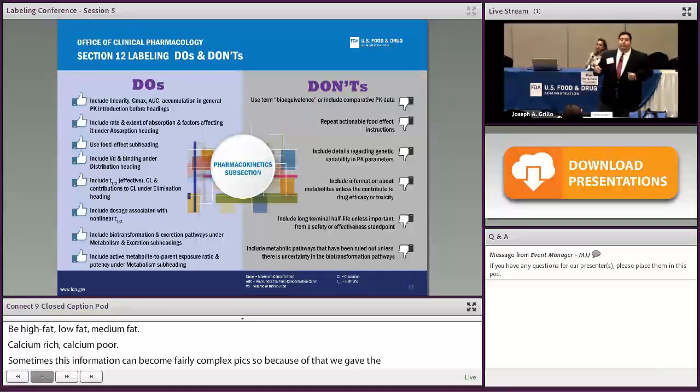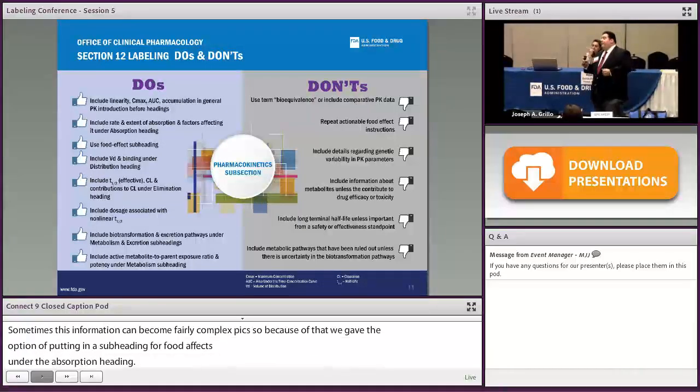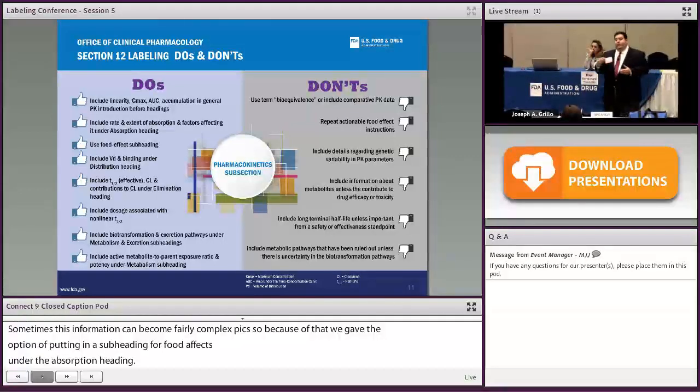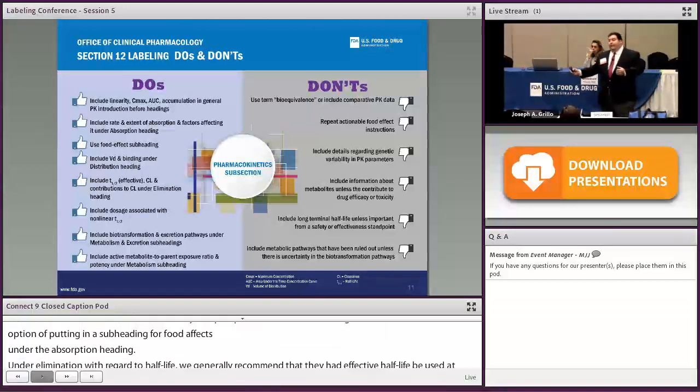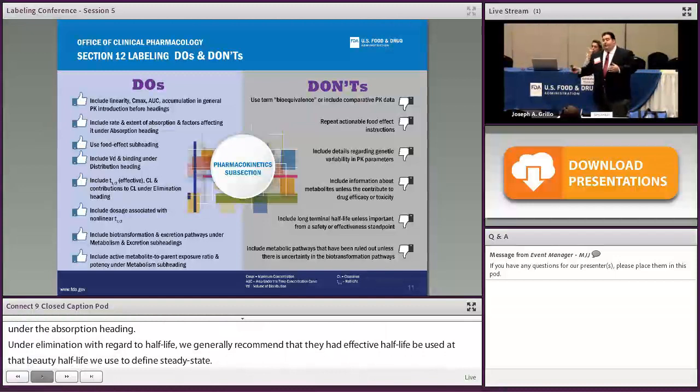Under elimination, with regard to half-life, we generally recommend that the effective half-life be used. That would be the half-life that we use to define steady state. Sometimes drugs have a longer terminal half-life, and if it's clinically important to put that information in there, then obviously we should put it in there, but routinely we might not see it in there.